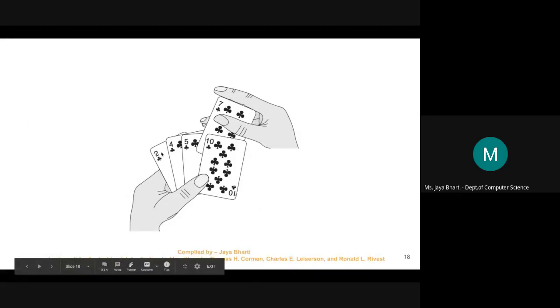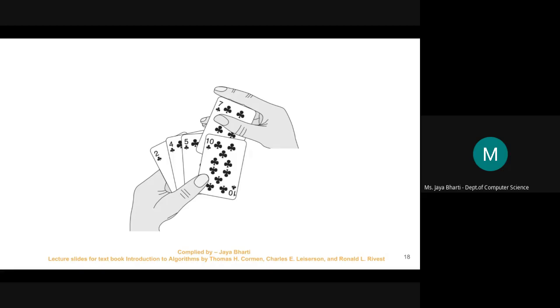Now suppose you have a pile of cards. This is the situation where in your left hand you have four cards. What are these four cards? 2, 4, 5 and 10. Now you are picking the fifth card, and the fifth card has the value 7. So you need to arrange it into its correct position.